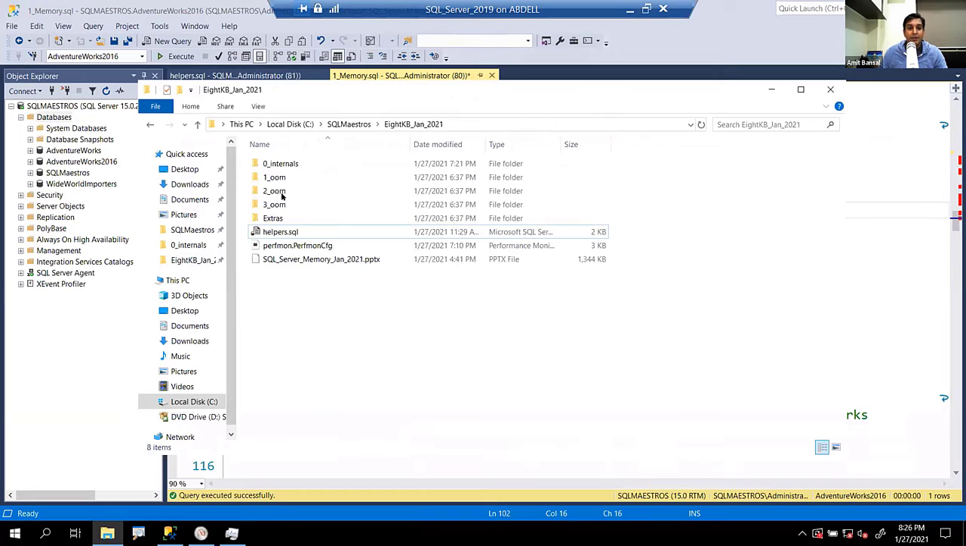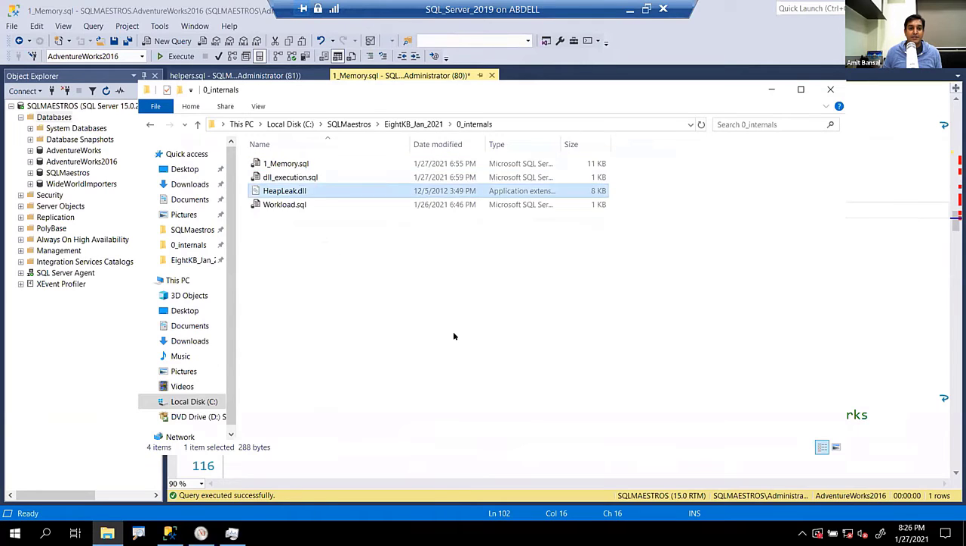Okay, so that's a lot about the memory clerks. Now let's look into the direct Windows allocation. And we talked about direct Windows allocation. So let's open up DLL execution.